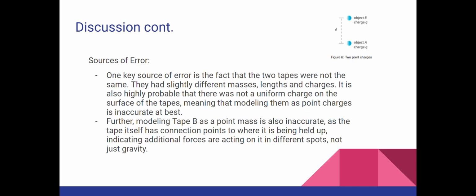Sources of error. One key source of error is the fact that the two tapes were not the same. They had slightly different masses, lengths, and charges. It is also highly probable that there was not a uniform charge on the surface of the tapes, meaning that modeling them as point charges is inaccurate at best. Further, modeling tape B as a point mass is also inaccurate, as the tape itself has connection points to where it is being held up, indicating additional forces are acting on it in different spots, not just gravity.